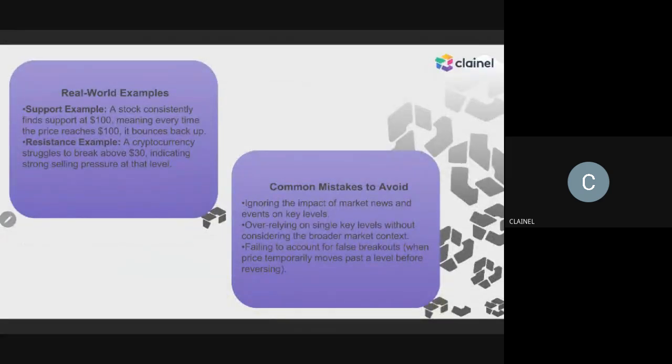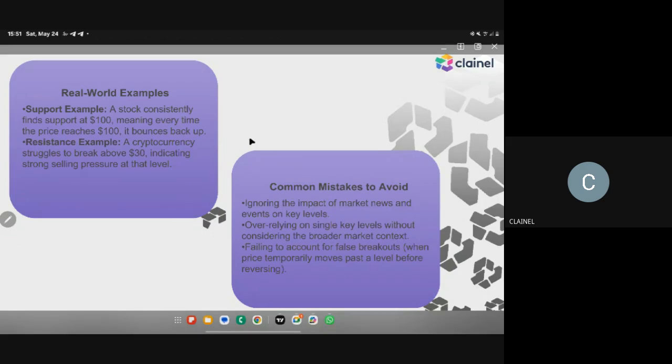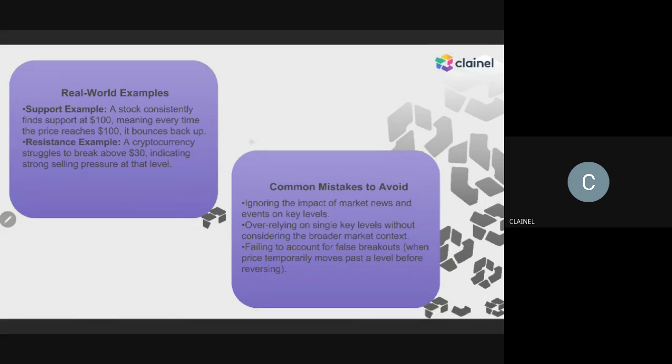Resistance examples, we have a similar thing. A cryptocurrency struggles to break above 30, indicating strong selling pressure at that level. So now, common mistakes to avoid: ignoring the impact of market news and events on key levels. You do not want to. That's what I told you. Both technical analysis and fundamental analysis work hand in hand. You want to use both of them to execute your trade.